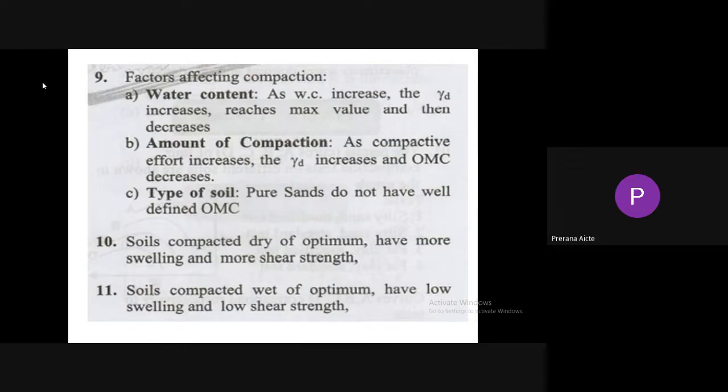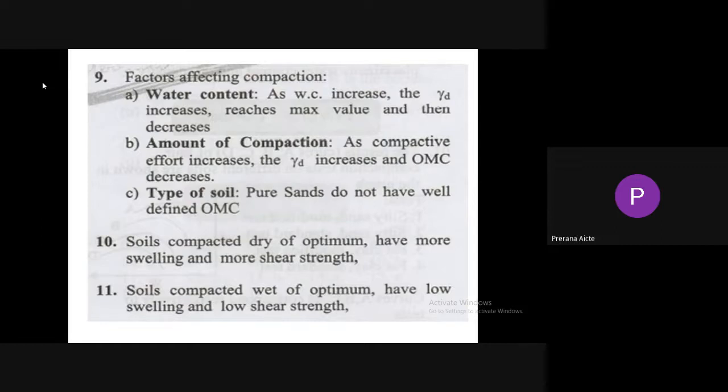On the dry side of optimum, the water content is less when compared to optimum moisture content. That's why shear strength is more. In the case of the dry side of optimum, there is a thirst for water. As it receives the water, swelling will take place. There is a thirst for the soil to get more water. As we give more water, it continuously absorbs the water, and swelling of the soil takes place.